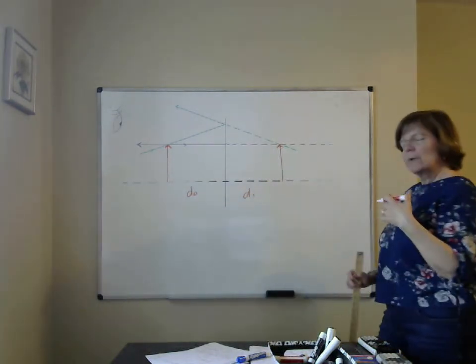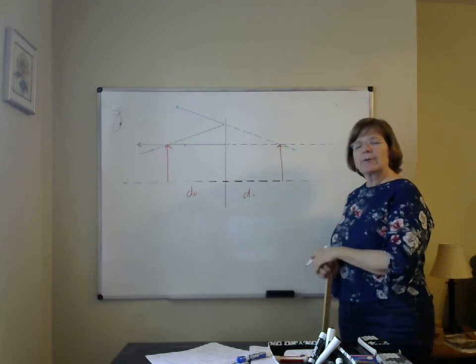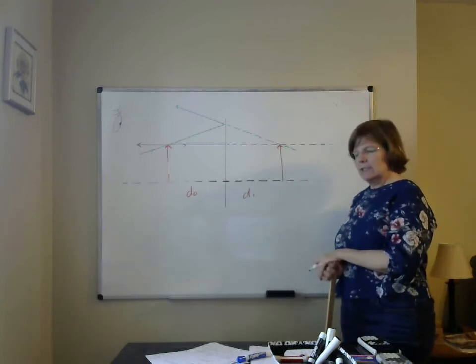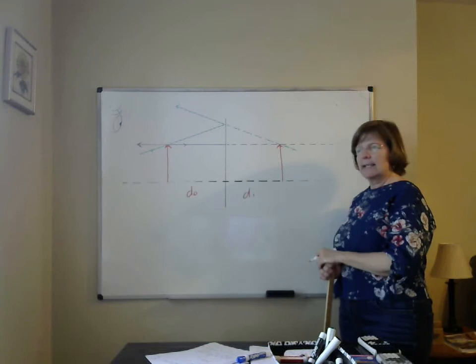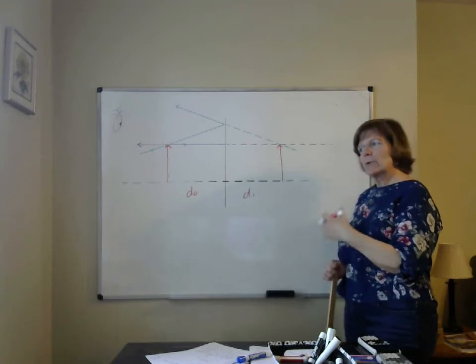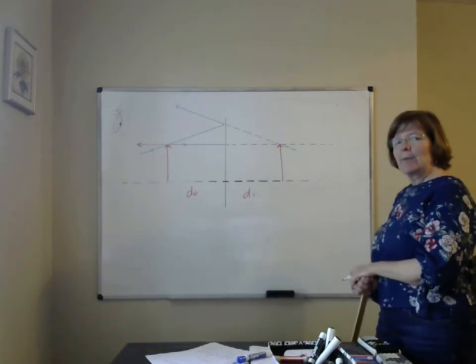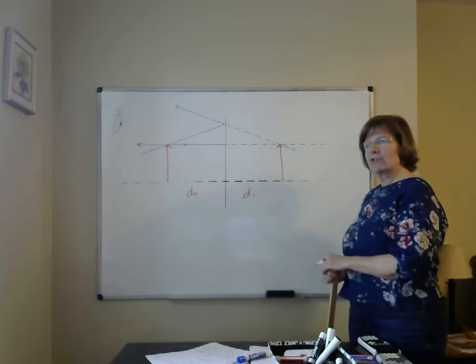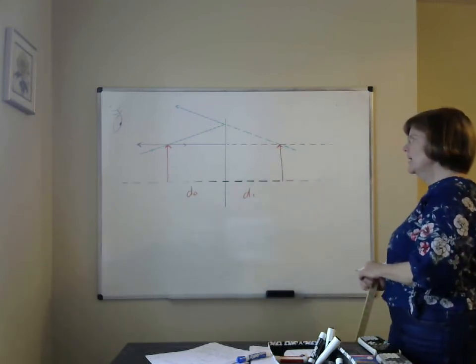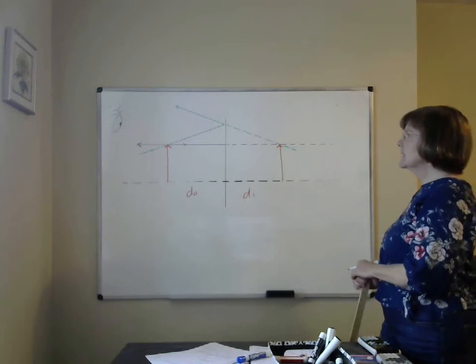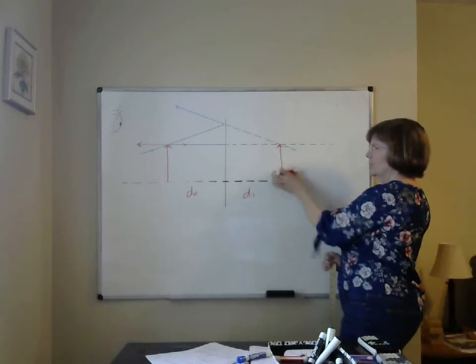If we're working with a plane mirror, a flat mirror, the object distance and the image distance will always be exactly the same. Another thing we'll notice is it will appear to be the same height. We don't get any magnification with a plane mirror. And it's an upright image.